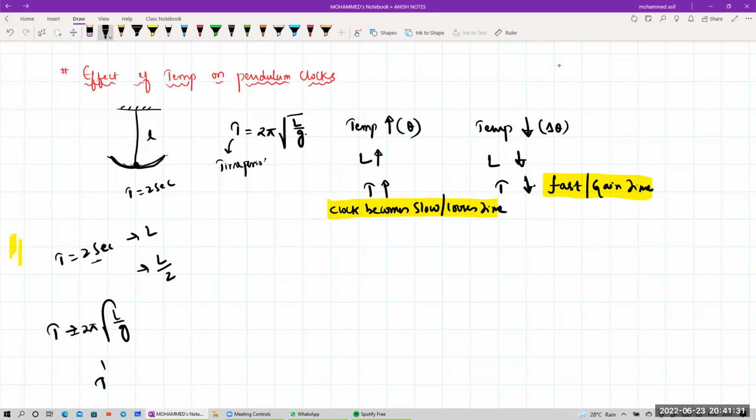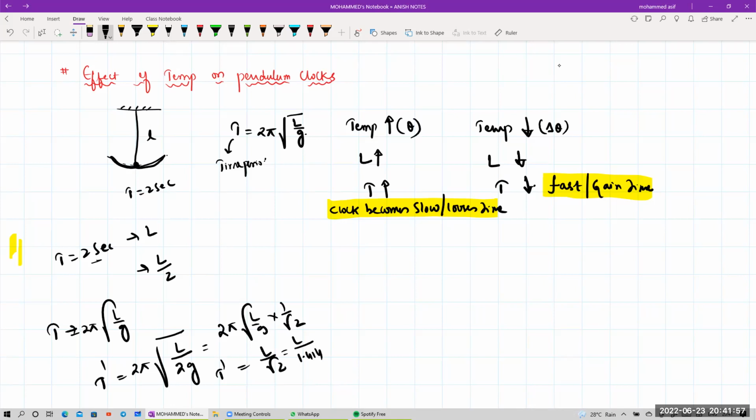Yes, sir. When it is in free fall, T dash will become how much? 2 pi under root of L by this one. How much am I getting? 2g. Yes, sir. That means this will become 2 pi under root of L by g into 1 by root 2. That means the time period T dash is T by root 2. Yes, sir. So this will become 1.414.